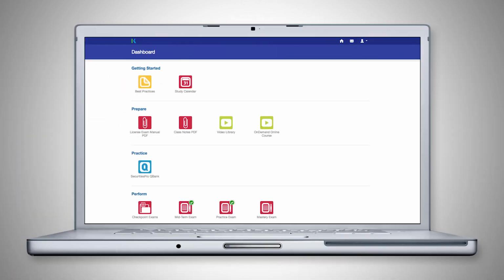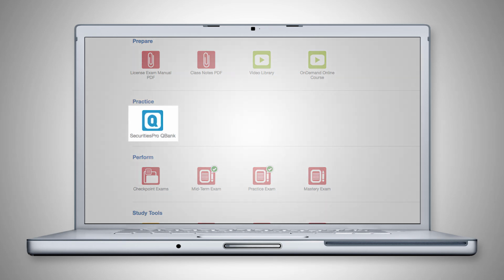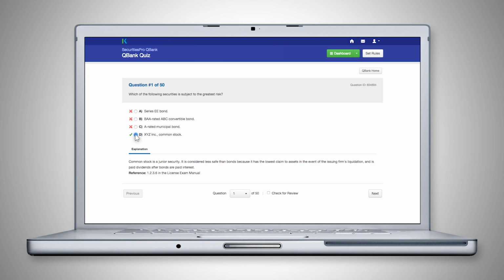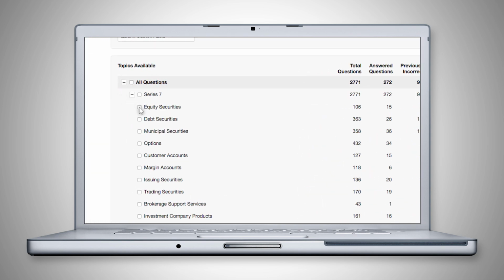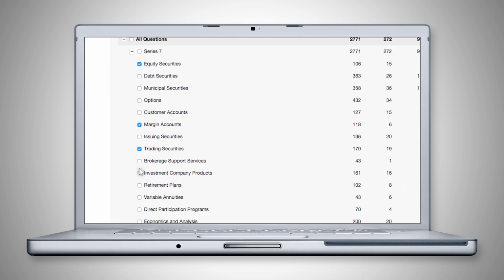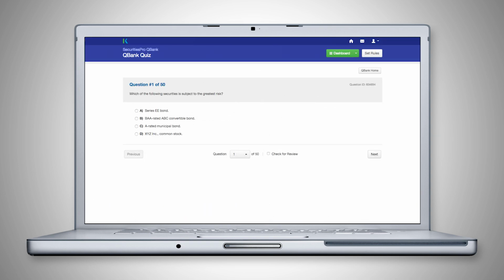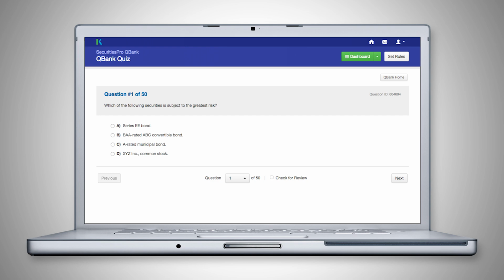The challenge with your exam, however, is the application of this information. The SecuritiesPro QBank, as I mentioned, is where you are going to be able to apply the information that you've been learning in a test-like experience. The QBank is available online, so just like the real exam, you have to test yourself on a computer. The QBank is completely customizable, allowing you to build quizzes to test yourself on any concept that you may be having trouble with. Throughout your studies, you should be taking QBank quizzes.